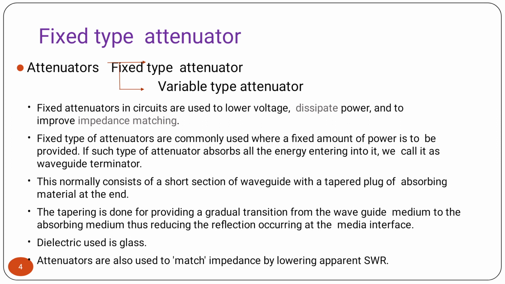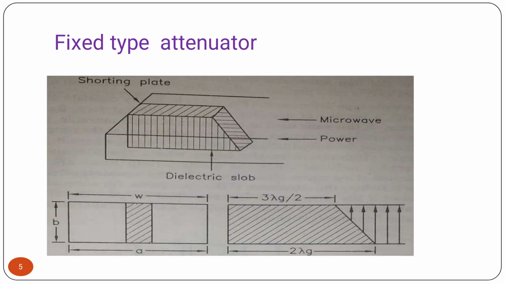Fixed attenuators are commonly used where a fixed amount of power is to be provided. If such an attenuator absorbs all the energy entering it, we call it a waveguide terminator. This normally consists of a short section of waveguide with a tapered plug of absorbing material at the end. The tapering provides a gradual transition from the waveguide medium to the absorbing medium, thus reducing the reflection occurring at the medium interface. Dielectric used is glass. Attenuators are also used to match impedance by lowering the apparent SWR.